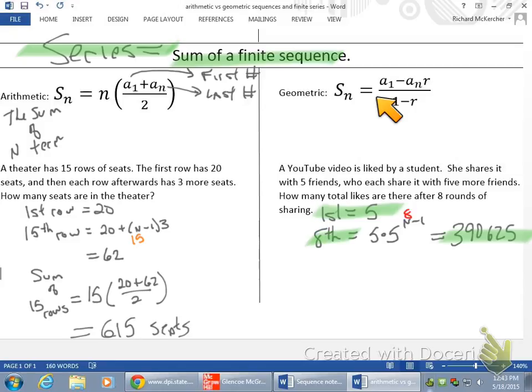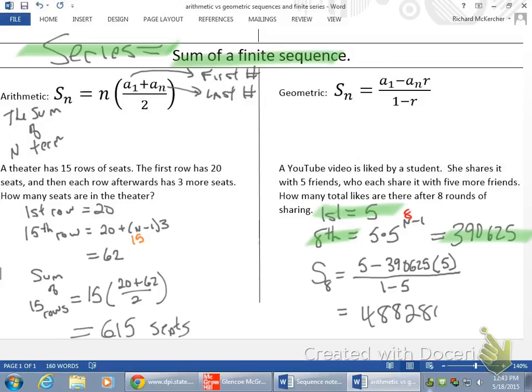Now that you know your first term and your last term, I already know my R is 5, so I can go ahead and fill in my formula. The sum of the first 8 terms ends up being 488,280 people. Now in this particular situation, I would also want to say that you probably got to add one more back in, right? The original person.